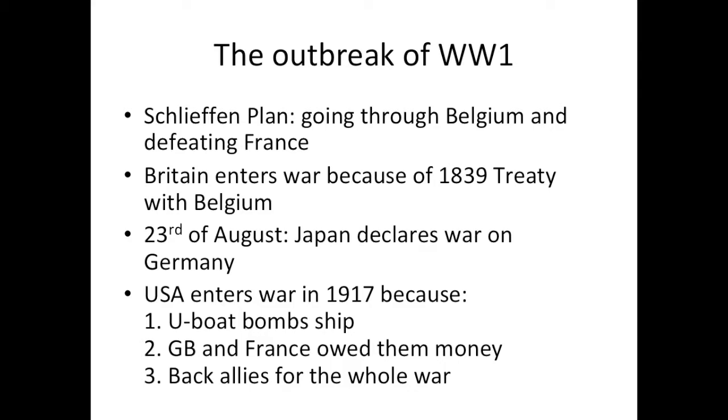The USA finally entered the war as a German submarine, or U-boat, attacked a British passenger ship, killing hundreds of Americans. The United States of America also entered the war in 1917 because financially Great Britain and France owed them money, and that money would not be repaid unless they won the war. The USA was also allied with Britain for the whole war and realized that Germany was trying to recruit Mexico.